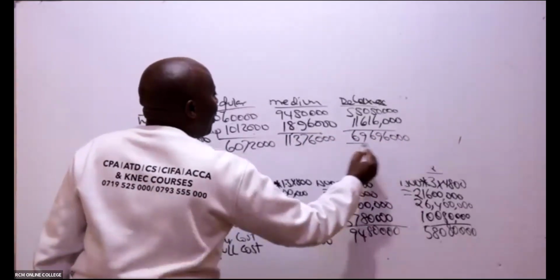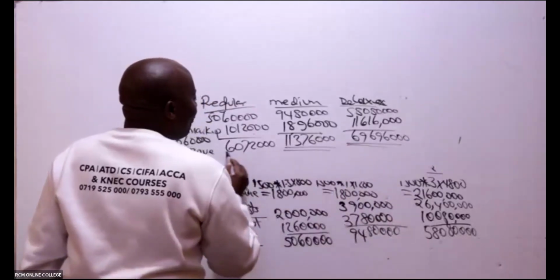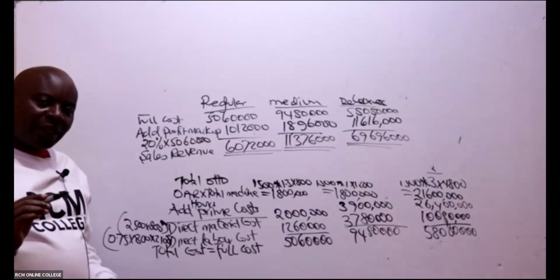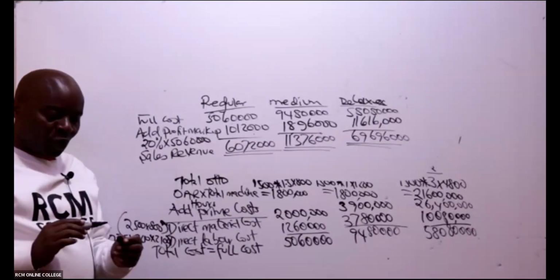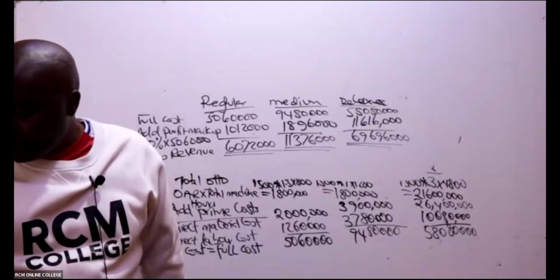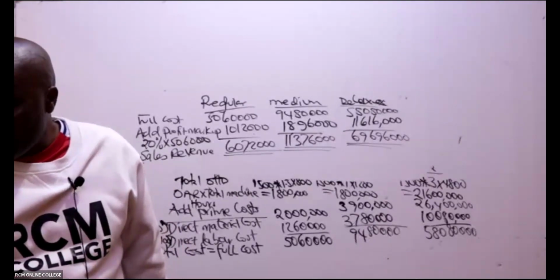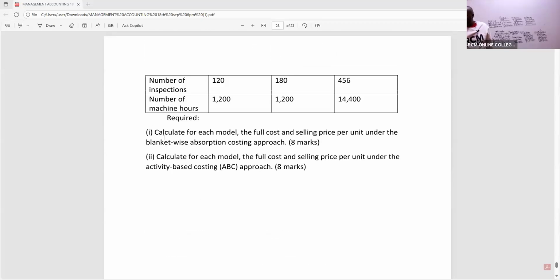69,696,000. But now after you get these, you must be a very, very bright student. You go back to the question. See what they're asking you exactly to do. Go back to the question and get to see what these ninjas want you to do. At times they'll want total. Some other things they'll want per unit. So like you can see, calculate for each model the full cost and the selling price per unit under the blanket-wise absorption. So you see they want per unit.